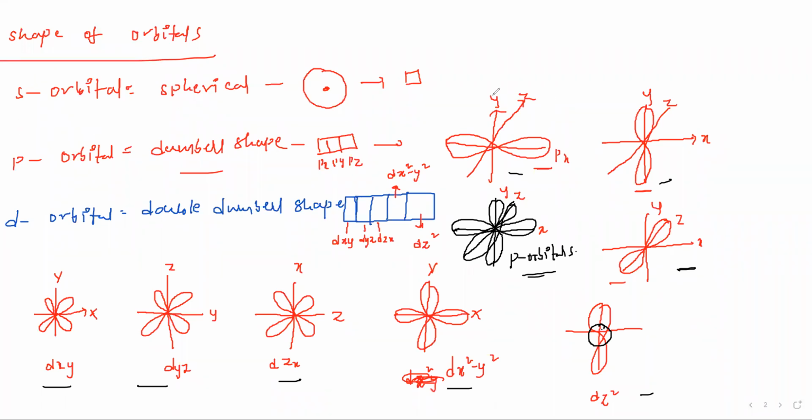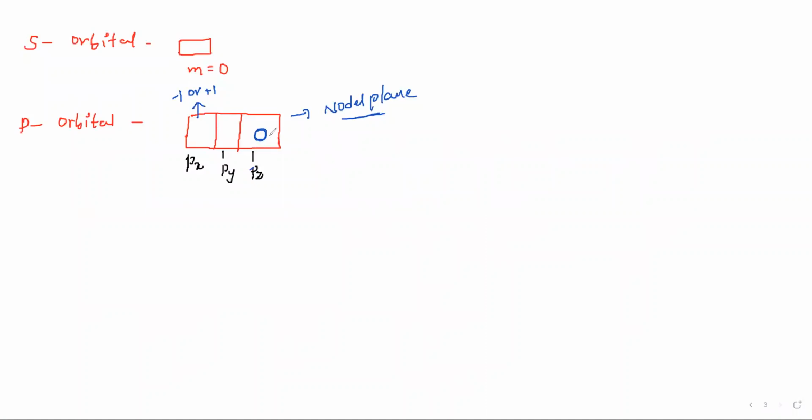Okay, take a screenshot. Here the magnetic quantum number of pz value is always 0 and px value is -1 or +1. Obviously py value is also -1 or +1.